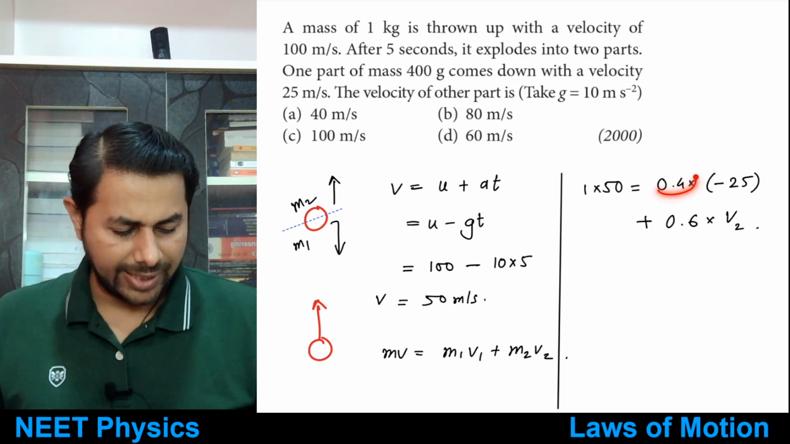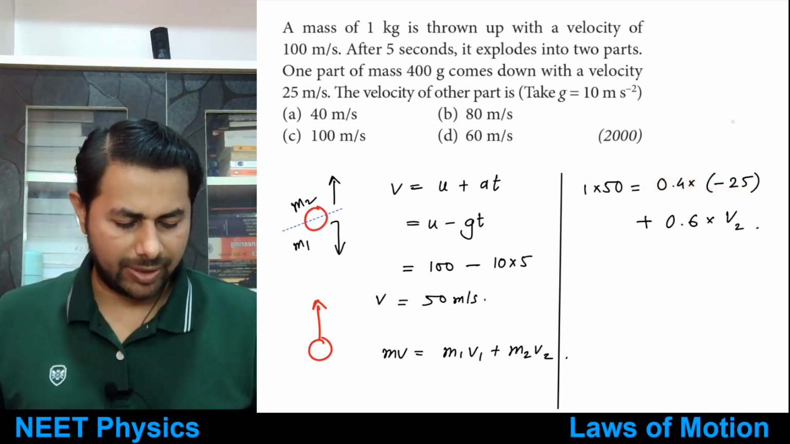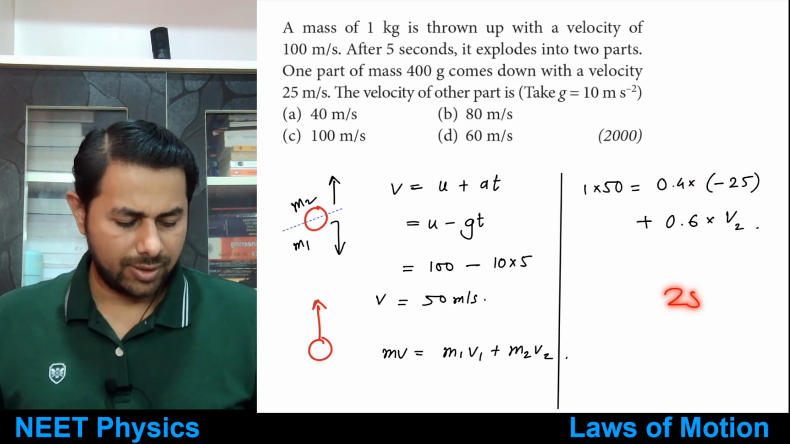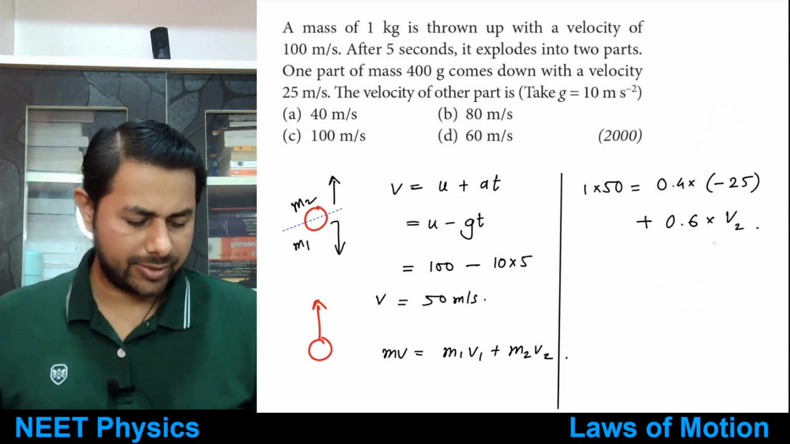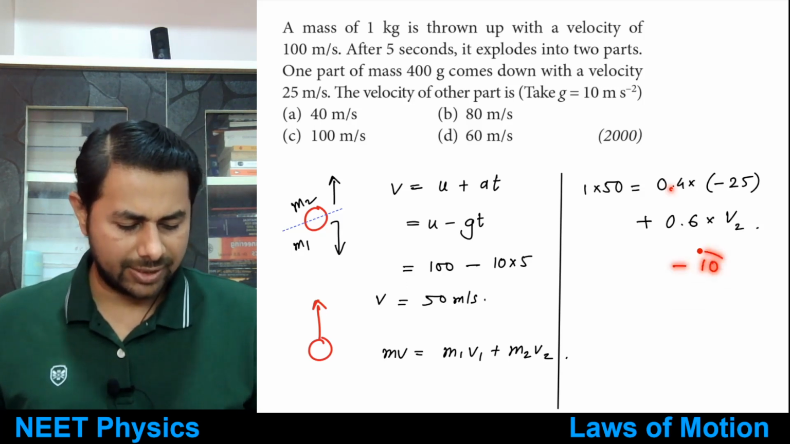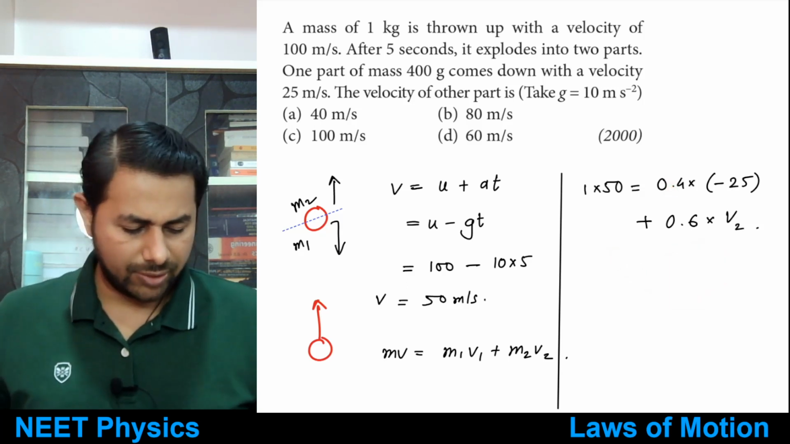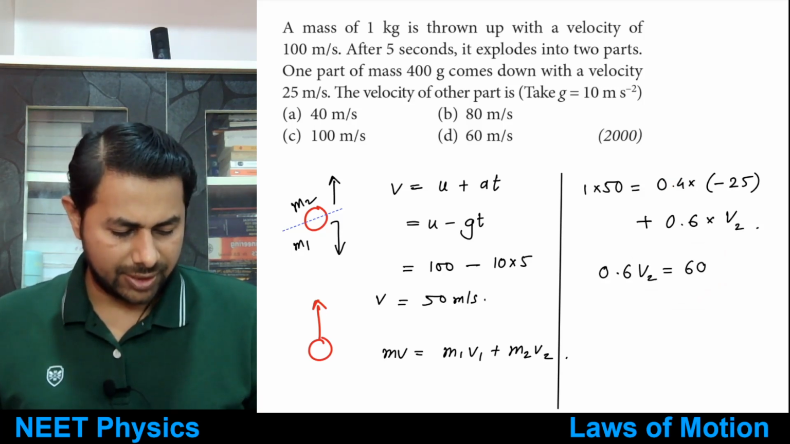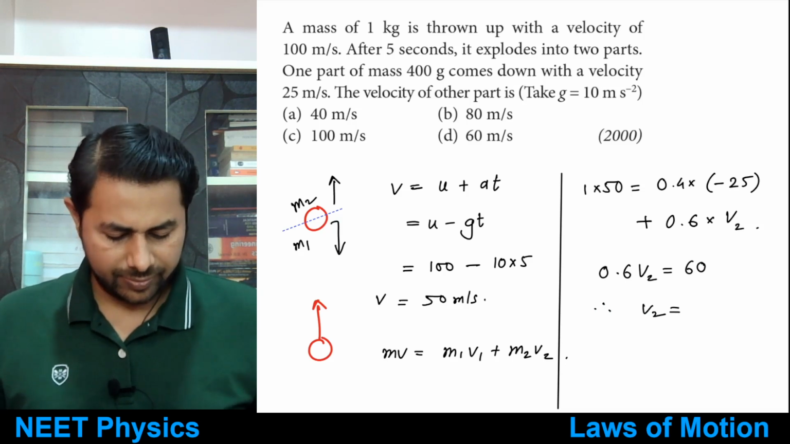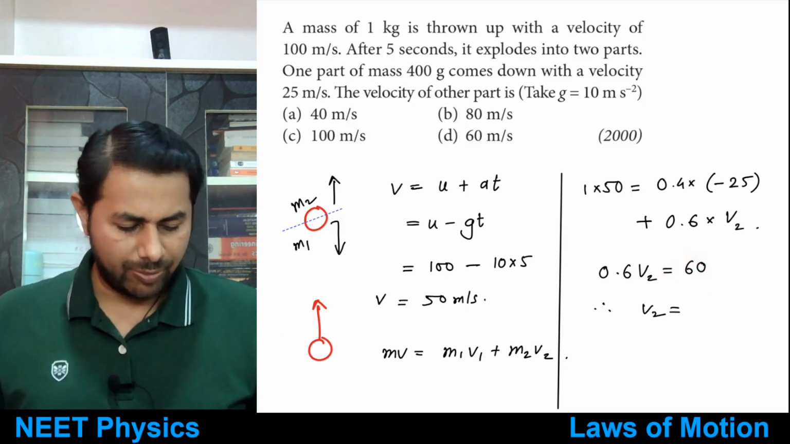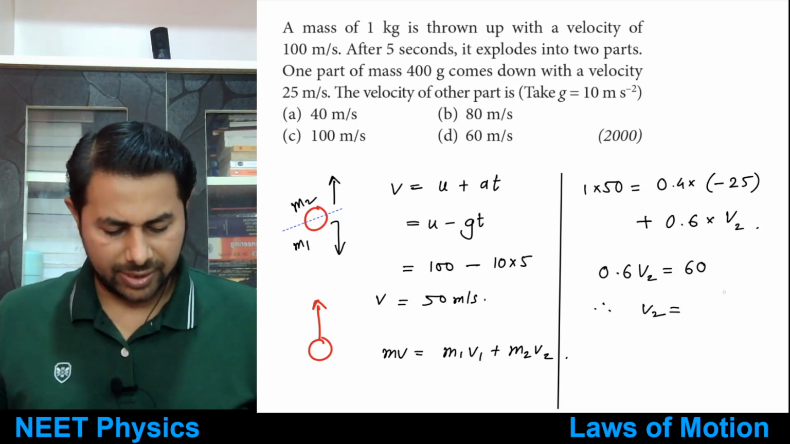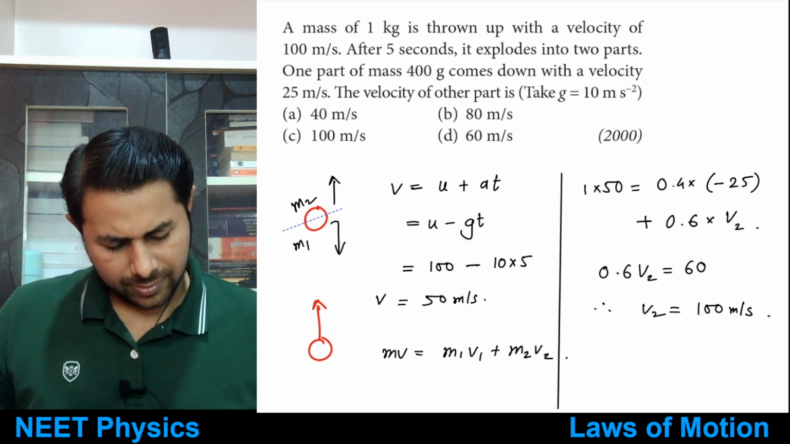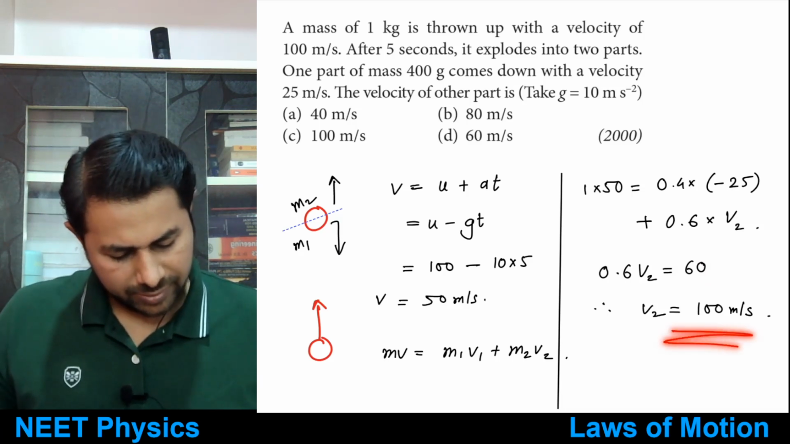So this thing will be 0.4 times 25, how much is this? I guess it is 10, because 25 times 4 is 100, so with 0.4 it would be 10. So 50 equals minus 10 plus 0.6 v2; move it to the other side, so you get 50 plus 10, that is 60, so 0.6 v2 is equal to 60, and therefore v2 is equal to what? 60 divided by 0.6, so that is 100, right, 100 meters per second. Yes, no? Check my calculation, whether it's correct or not.